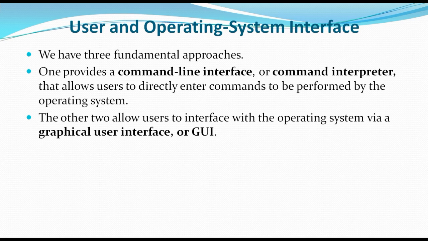One provides a command line interface, which is also called command interpreter, that allows the user to directly enter the commands to be performed by the operating system. So we have the first one, the command line interface, also called the CLI environment. Our operating system works in two environments. The first one is the CLI environment, the second is the GUI environment.